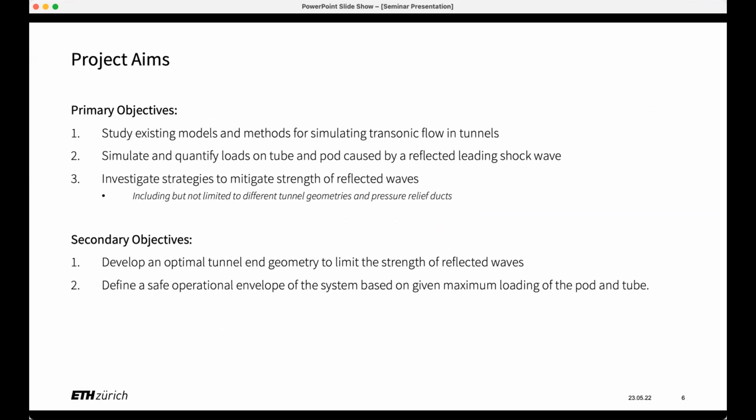So the aims of this project were to study the existing models and methods for simulating transonic flow in tunnels, to quantify the loads on the tube caused by a reflected shockwave, and investigate strategies to mitigate the strength of the reflected waves. So as we've very briefly established based on some literature, the drag increase is quite significant, but there will be ways that we can mitigate that. Secondary objectives are to develop an optimal tunnel geometry to limit the strength of reflected waves. So that's one of the mitigation strategies that I talked about, and to define a safe operational envelope of the system given maximum loading of the pod and the tube.